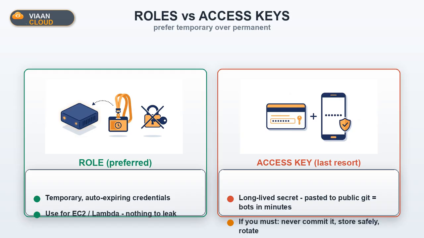So, for anything running inside AWS, like an EC2 server or a Lambda, use a role and zero long-lived keys. If you absolutely must use an access key, never commit it to your code, store it securely, and rotate it regularly. Prefer roles, treat keys as a last resort.